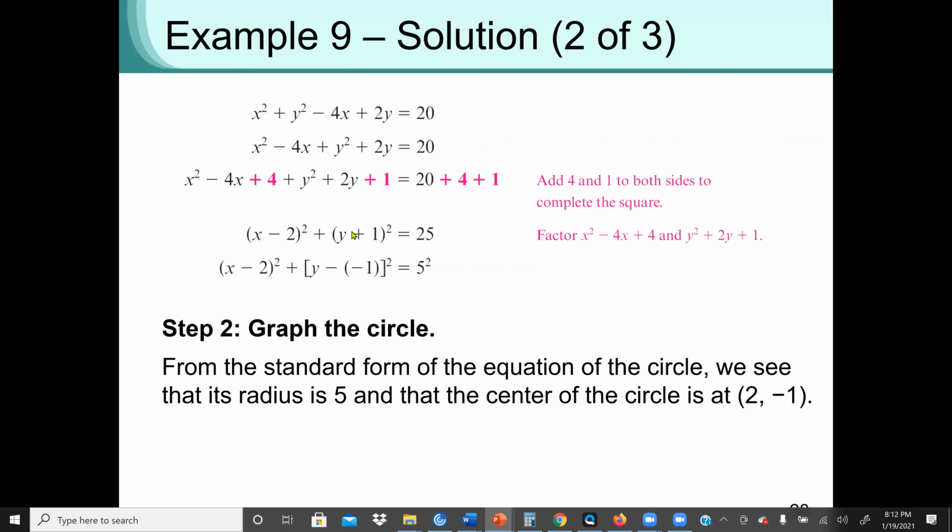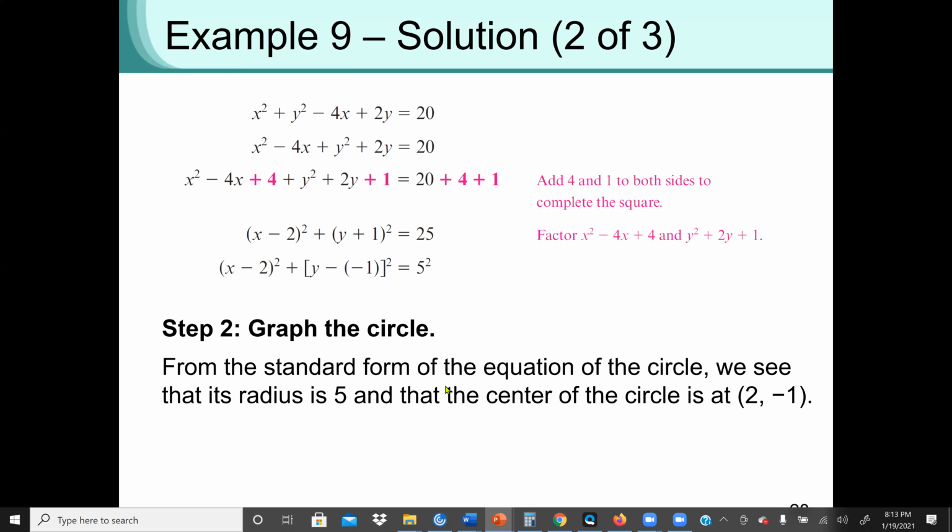But we need to change this to negative. Remember, the standard form is x minus h all squared plus y minus k all squared. So we get x minus 2 all squared plus y minus negative 1 all squared, and 25 is 5 squared. So we are almost done now. We can graph our equation. The center of the circle will be positive 2 and negative 1. Again, h is the x-coordinate and k, negative 1, is the y-coordinate. The radius we know to be 5.